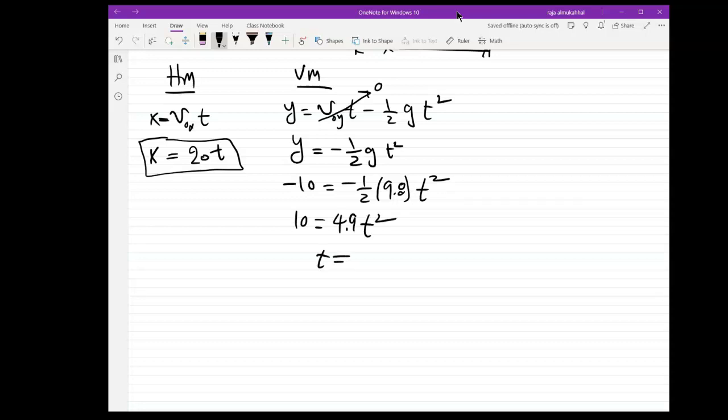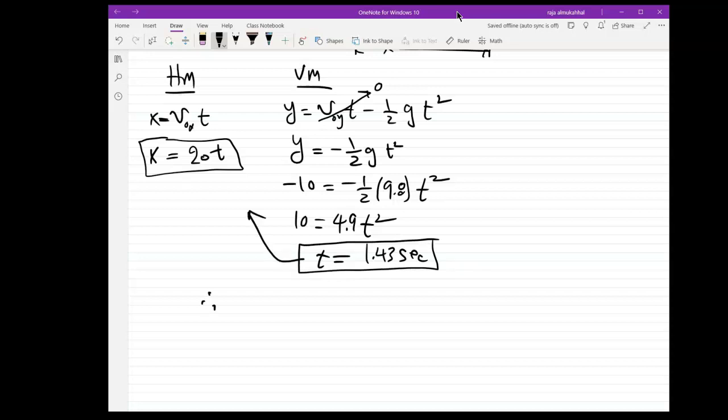So t equals 10 over 4.9. So I have here 10 divided by 4.9. Take the square root of that. And I got 1.43. So the time is 1.43 seconds. So the stuntman is in the air for this time. And then I go back and plug it in there.